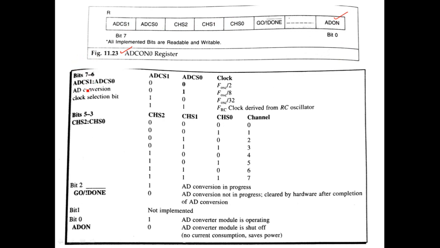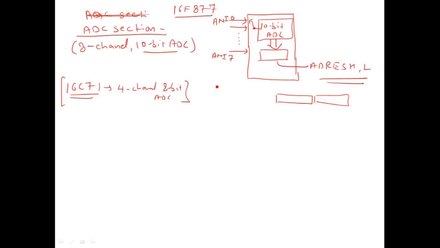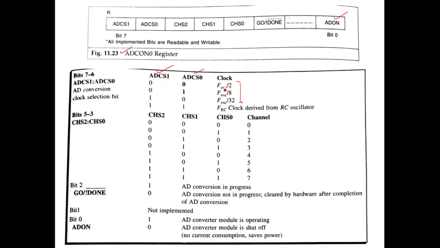Then there are ADC clock selection bits, ADCS1 and ADCS0. Different options are available, and you can select one of the options. You know, ADC requires a clock signal for its operation, and that clock signal decides the speed of operation of this ADC. Therefore, you can select different clock signals: FOSC by 2, by 8, by 32, or you can use an external RC oscillator.